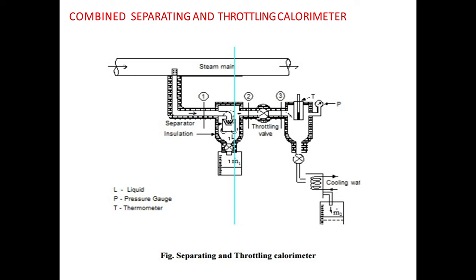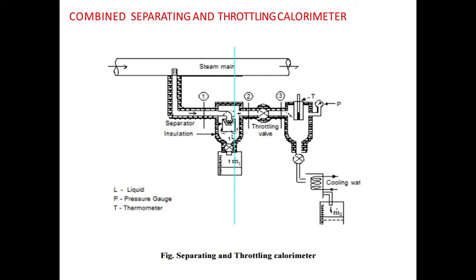Errors that occurred in the separating calorimeter and throttling calorimeter. So what we are going to study today is the combined separating and throttling calorimeter. As I have discussed, there are certain limitations of the separating calorimeter, and there are certain limitations of the throttling calorimeter.